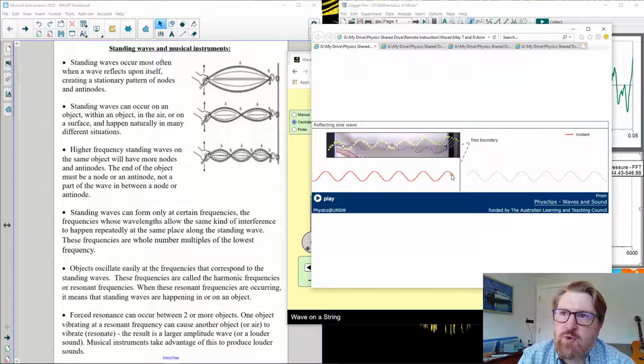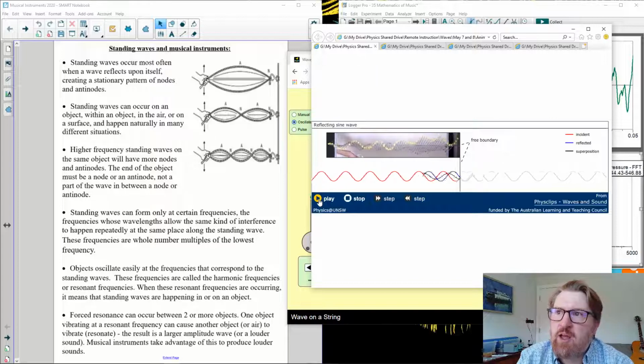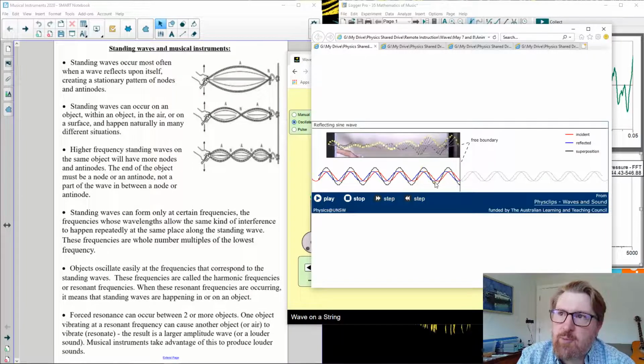So this red line is an incident wave. It'll be moving to the right. This gray line represents what would happen if you had another wave coming the other way, but what actually happens is that wave is just its own reflection. So when we push play, we can watch these waves overlap. And if we pause it at a particular moment, the black wave represents the actual position of this device that the waves are on. The red and blue waves represent the first wave and then the reflected wave.